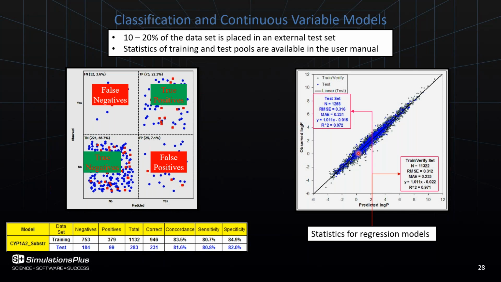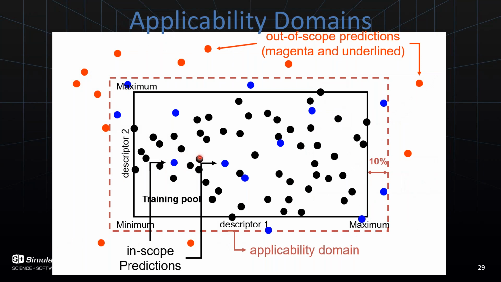Then for the regression model, here we're plotting the observed value versus the predicted value, and we're just trying to get as close to the line of unity. And you can see this is our log P model. We train on 11,332 molecules, and we test on 1,253. And so this is a very large data set, and we get very good statistics. A root mean square error of 0.3, so that's very good for the span on average of this model. We also flag applicability domains.